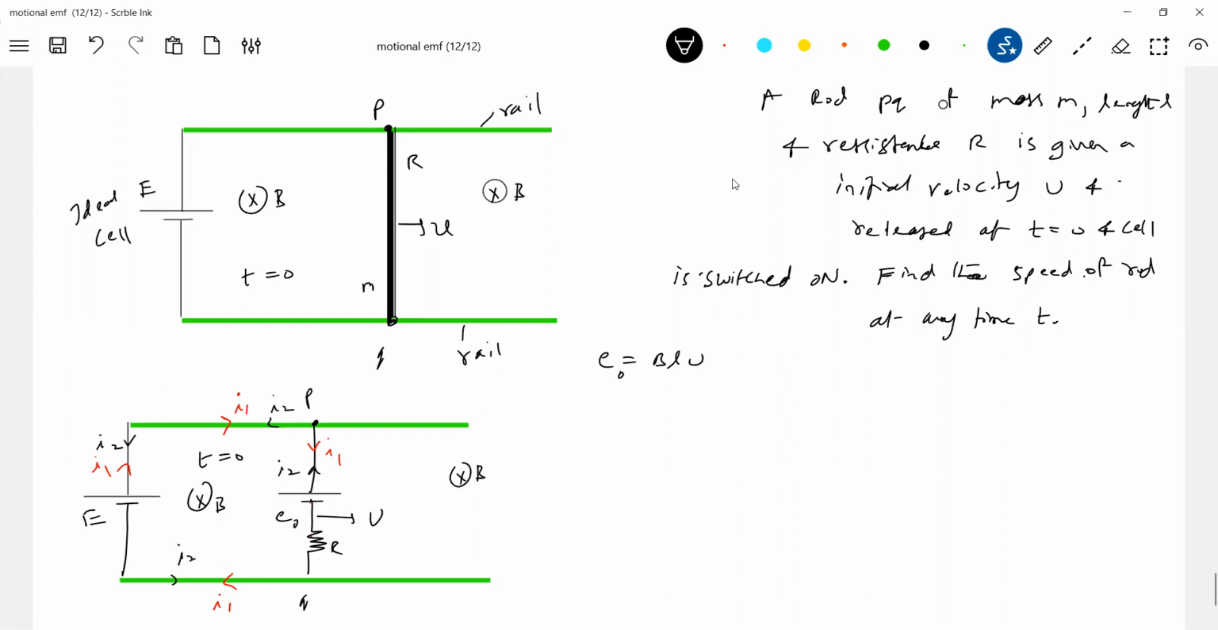So what is I1? We'll just work out individually first. I1 equal to E by R. What is R? R is the resistance of the rod. What about I2? I2 is equal to E naught by R. And further this is equal to BLU by R.